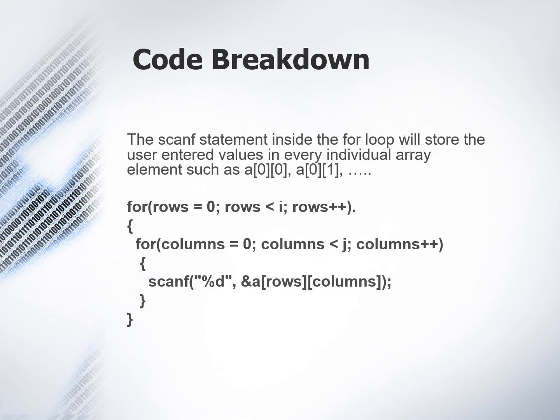So here's the for loop. Now we have for rows equals 0, rows less than i, rows plus plus. And for columns equals 0, columns less than j, columns plus plus. And inside these for loops we have a scanf statement that will take the input for the element a[rows][columns].